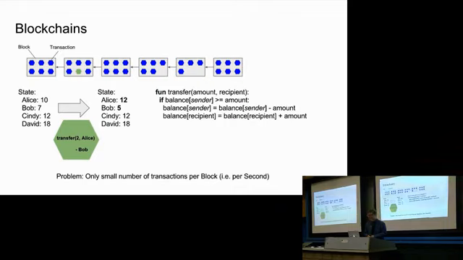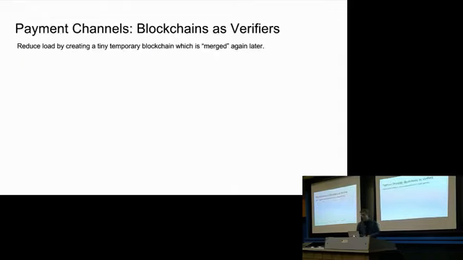And yeah, as I already said, the main problem here is that we only have a small number of transactions per block, and thus only a small number of transactions per second. And yeah, payment channels can help a little here.